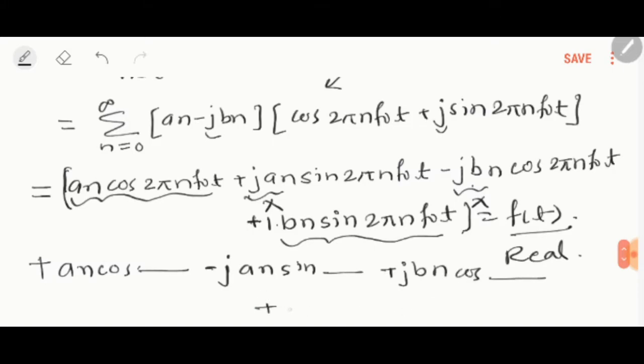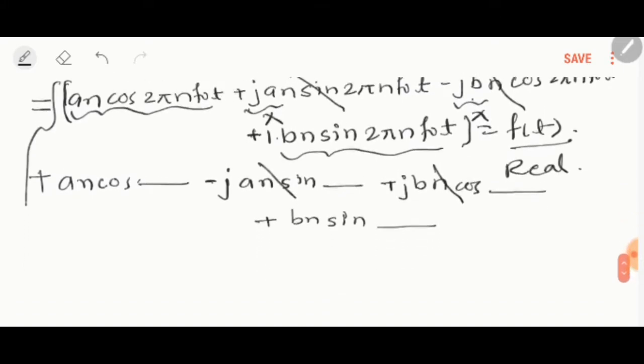Then we are writing plus real terms, sign will be same. For complex term, sign will be inverted. So it is real term, so plus bn sine something. Now if we add these components, these j terms will get cancelled, and the result will be an cos 2 pi n f naught t plus an cos 2 pi n f naught t plus bn sin 2 pi n f naught t plus bn sin 2 pi n f naught t.